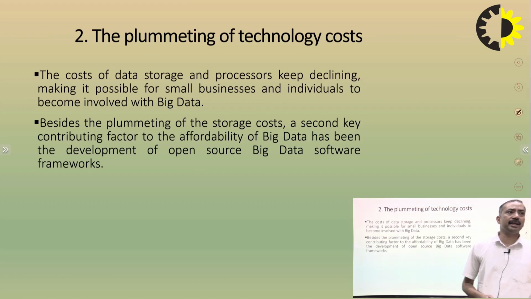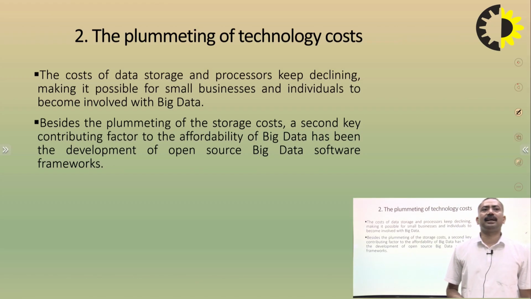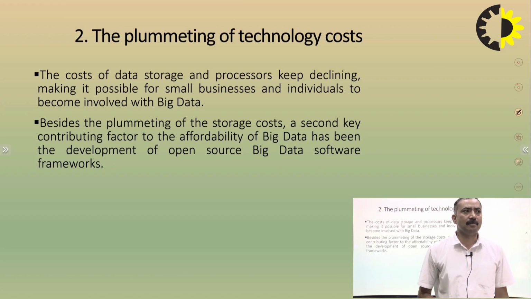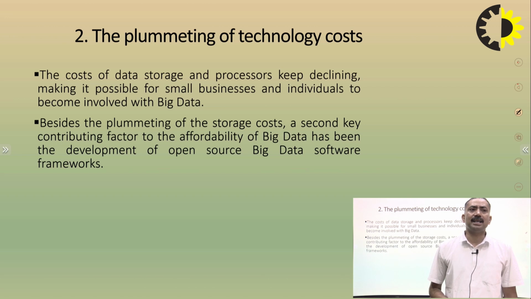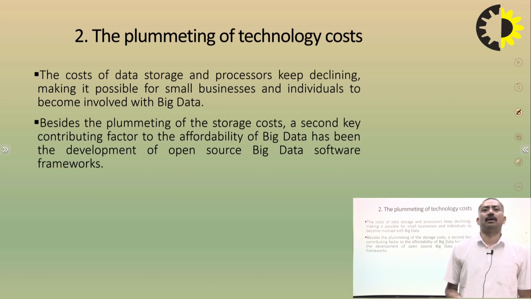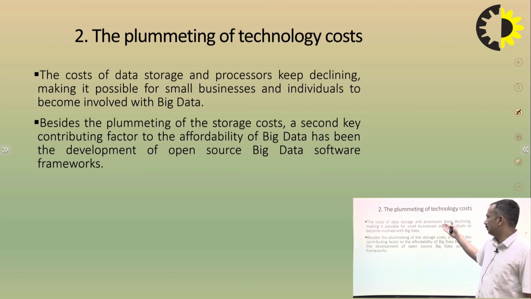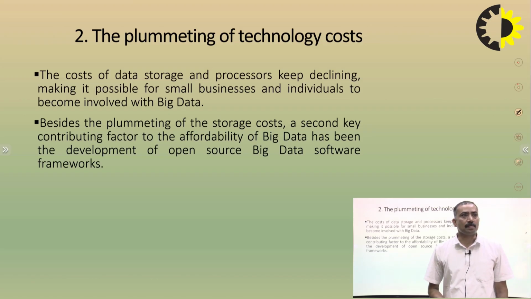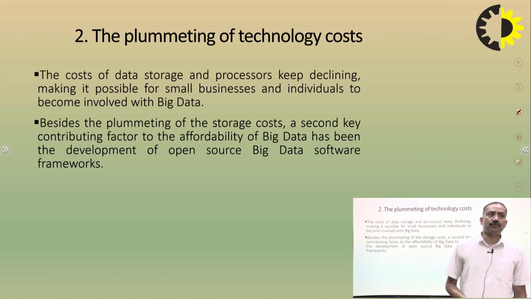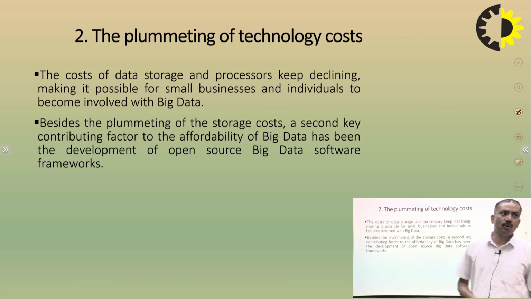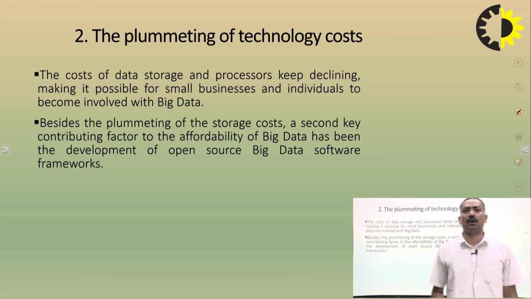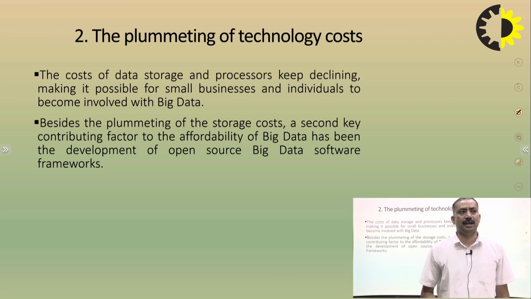Besides the plummeting of the storage cost, a second key contributing factor to the affordability of big data has been the development of open source big data software platforms. We have declining cost of hardware, data storage, processors. We also have a second factor, big data software frameworks. And the most popular software framework is Apache Hadoop for distributed storage and processing.